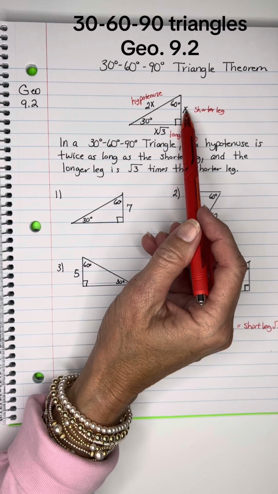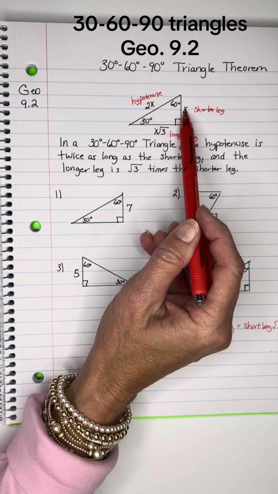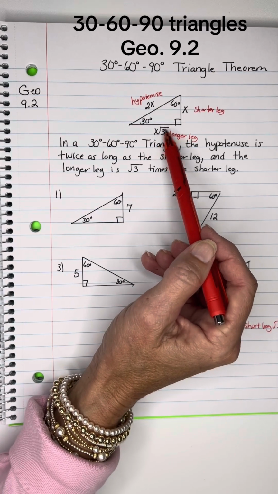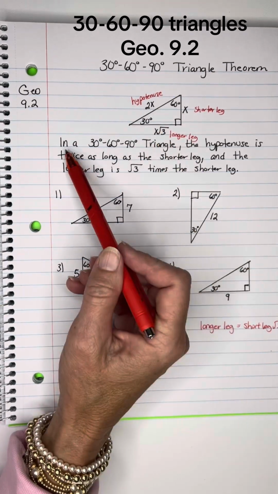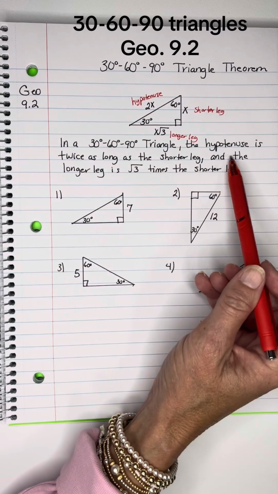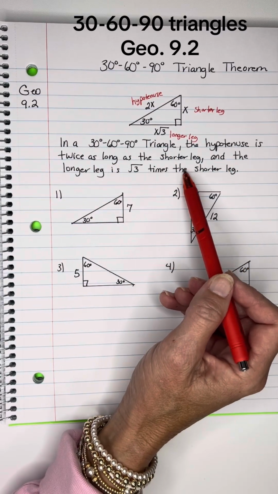You've got your short leg, which will be X. Your hypotenuse will be whatever the short leg is times 2, and then your longer leg will be the short leg times root 3. So in a 30-60-90 triangle, the hypotenuse is twice as long as the shorter leg, and the longer leg is the square root of 3 times the shorter leg.